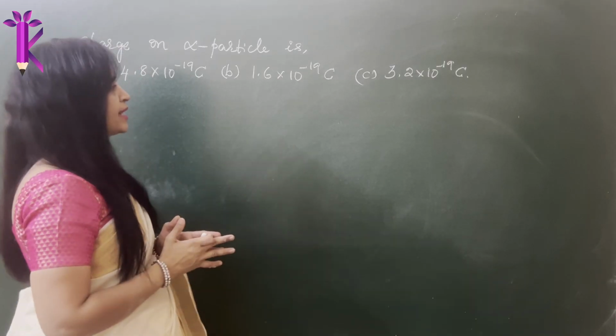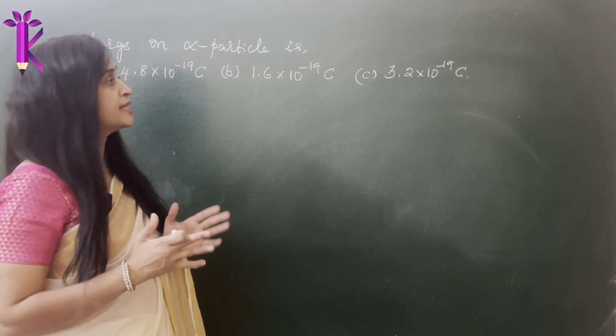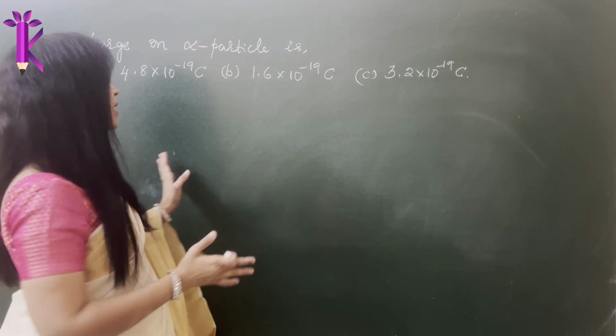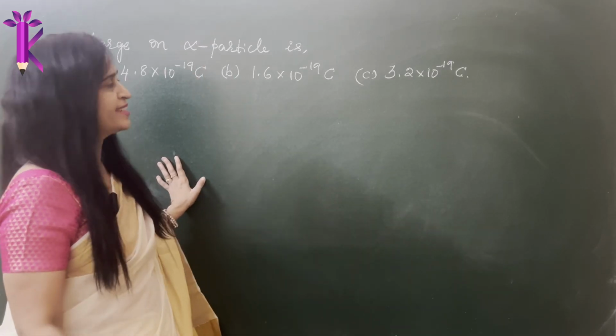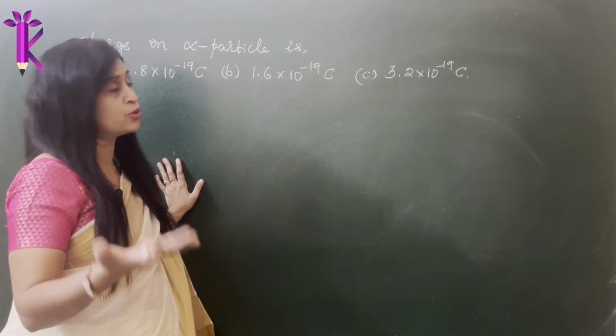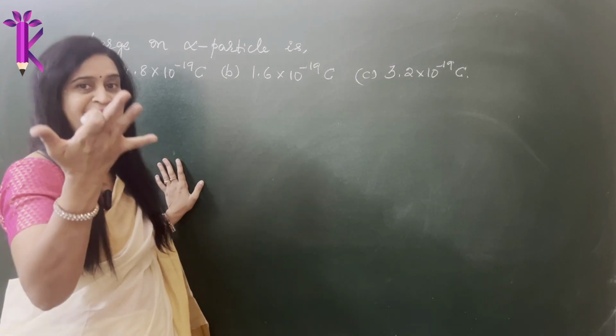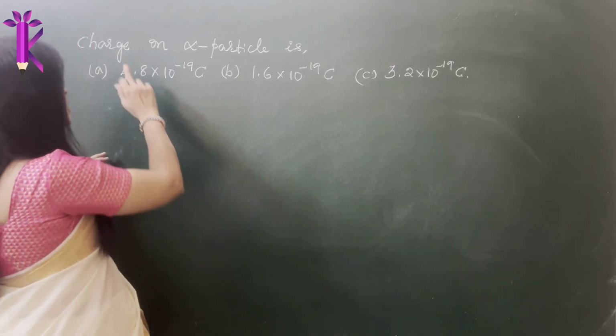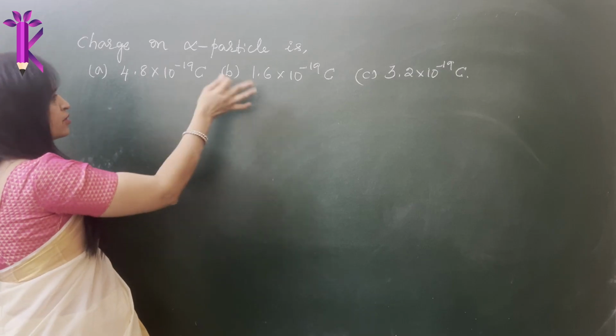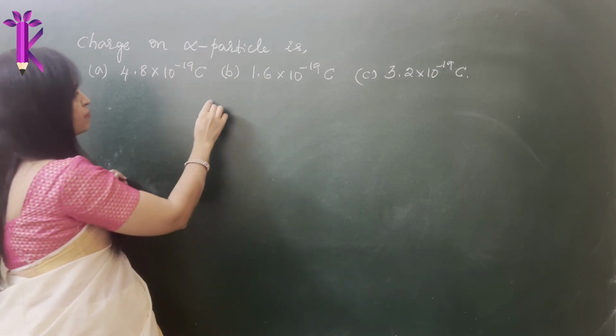Well, this is again a very simple numerical, but if you do not know what an alpha particle is, then yes. This is a numerical you can do really quickly, within 5 seconds, and you have all 55 seconds for another numerical. Okay, charge on alpha particle is, so the options are given. You must know what an alpha particle is.